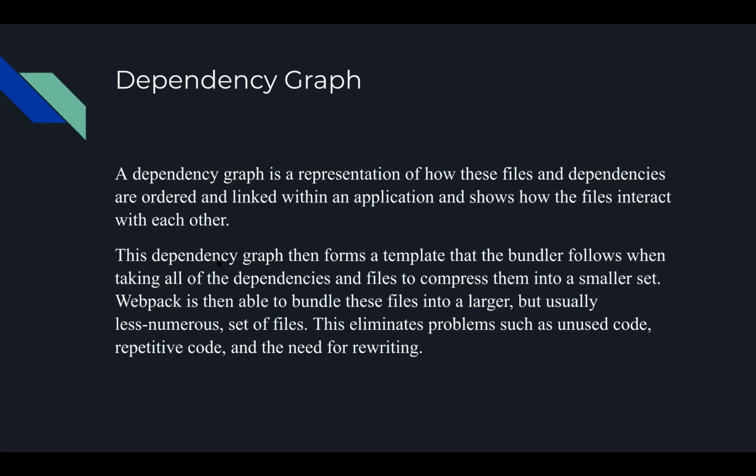So the dependency graph forms a template, that's what it's called, JSON, which the Webpack bundler follows, taking all the dependencies and files and compressing them into smaller sets. We'll see this in live action, how it happens. Webpack is then able to bundle these files into a larger but less numerous set of files. This is how we decide how to bundle and how many bundles we need, so we are able to handle this.